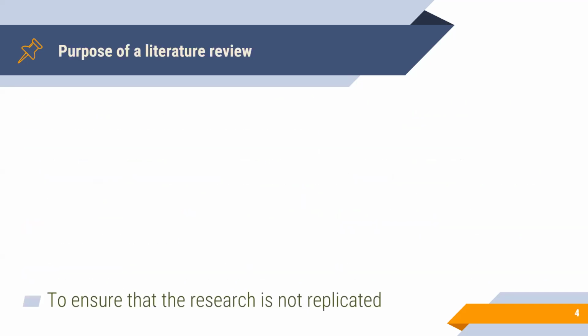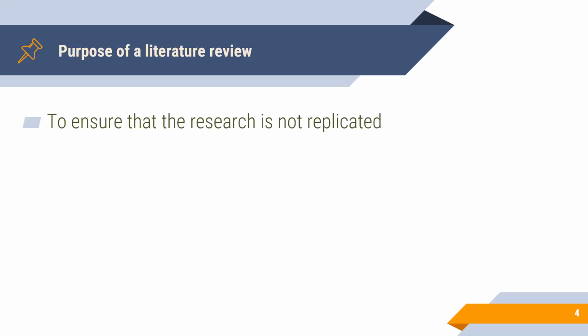So the purpose of a literature review is to ensure that the research is not replicated. Within your literature review, you should mention whatever articles you have referred to, and that there is no replication of the things that I am proposing, so it is novel. Then, to highlight the key findings, so the current state of knowledge. That is the key finding highlighting section.